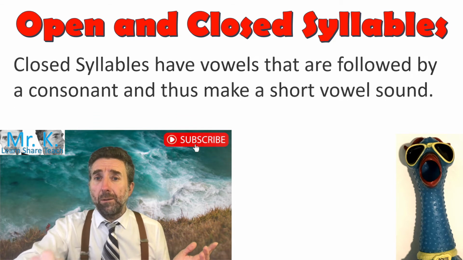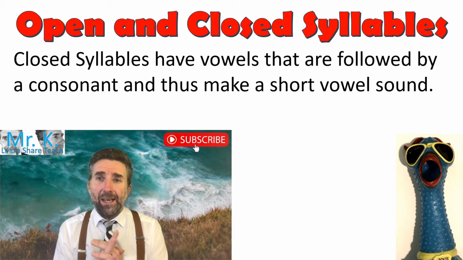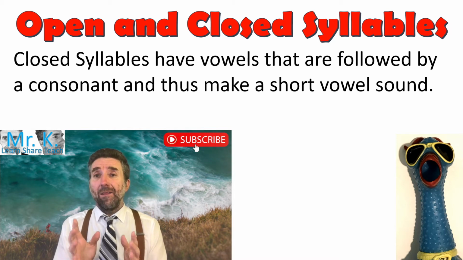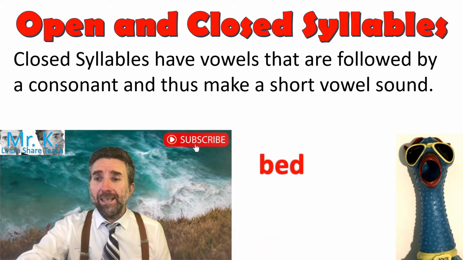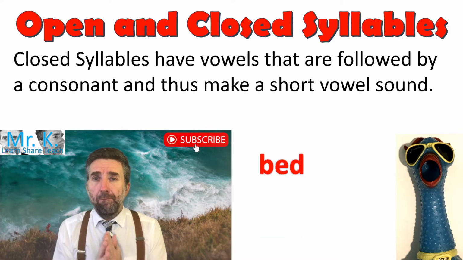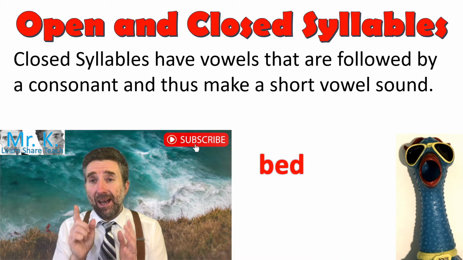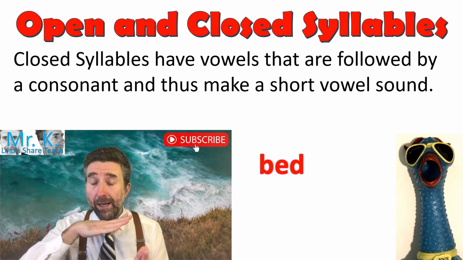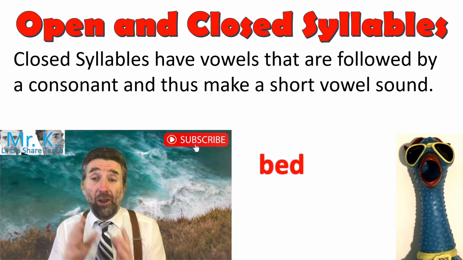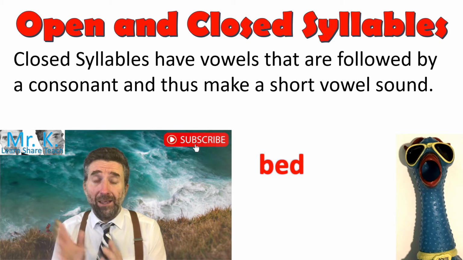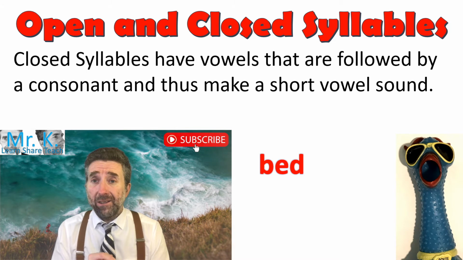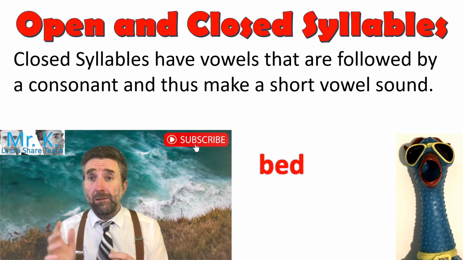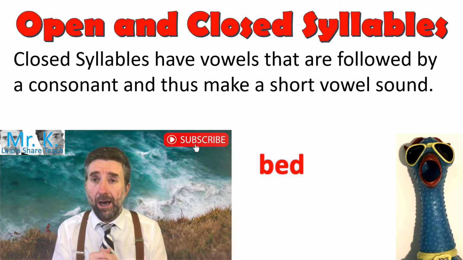A closed syllable basically is a vowel that is followed by a consonant, and thus that vowel makes a short vowel sound. My first example, bed. The E in this one-syllable word, bed, is followed by a consonant. So the vowel is followed by a consonant. Thus, it makes a short vowel sound, the E. So you would read it not bead, right? It would be bed, okay?